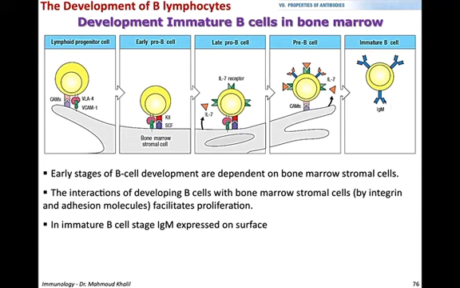And now it's termed immature B cells, and you can see it expresses one of the types of the antibody, which is immunoglobulin M. So one of the markers of the immature B cell stage in the bone marrow is the expression of the IgM on its surface.